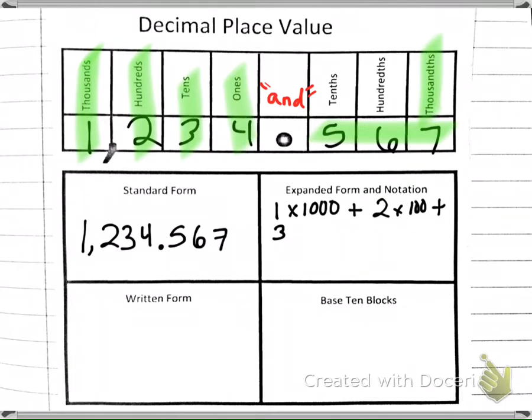Then I have to add the next digit, which is a 3. So that 3 is in the tens place because it's worth 30. So I'm going to multiply that times 10. 3 times 10 is 30, so that makes sense. And then I'm going to add the next digit, which is a 4. And the 4 is in the ones place, which means I just have to multiply it by 1.